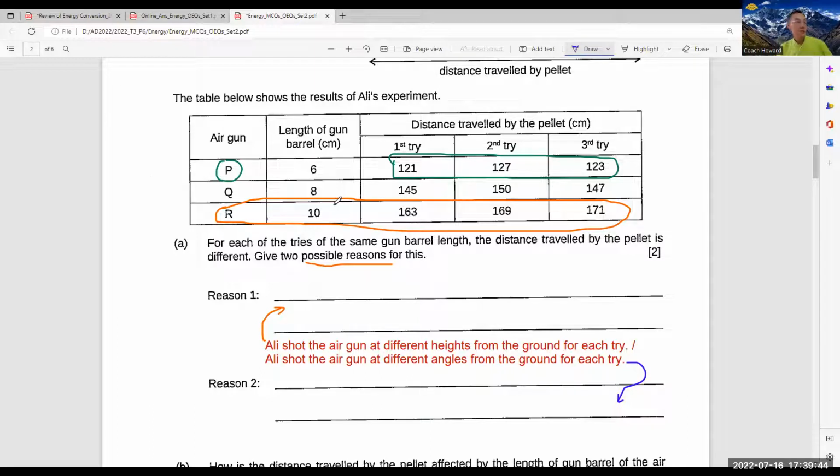So this will result, even with the same gun barrel, in 3 different values. Okay, so these are the possible reasons. So you take note of that. I will screenshot this for you to take note. Okay, next question.